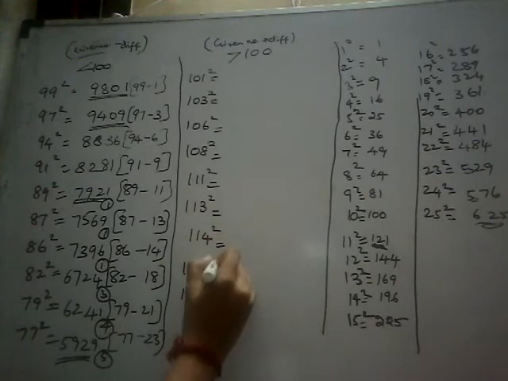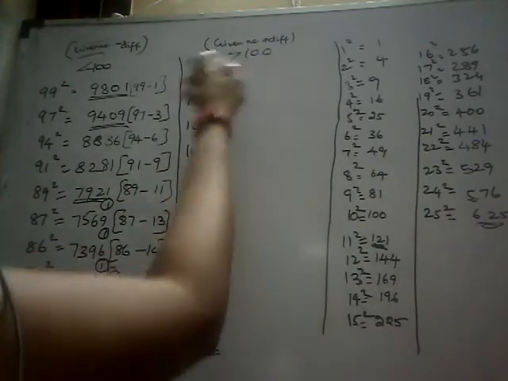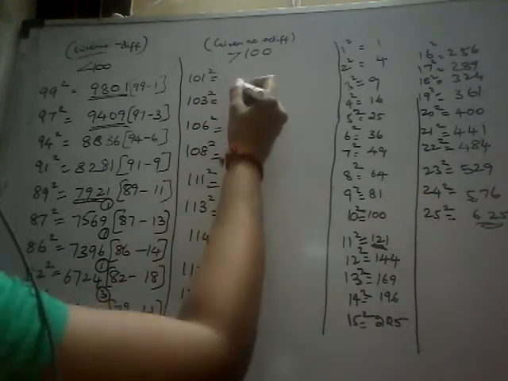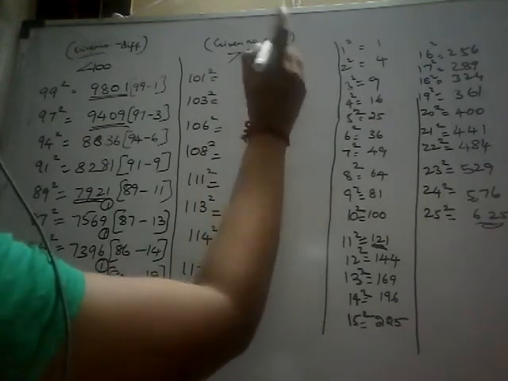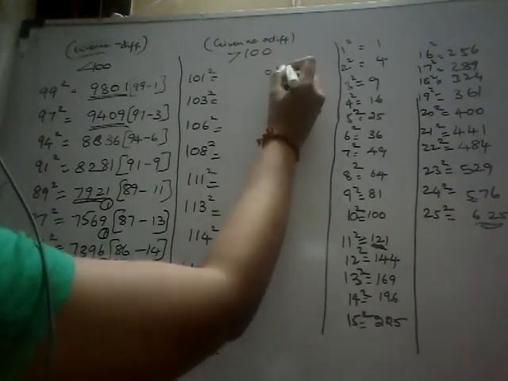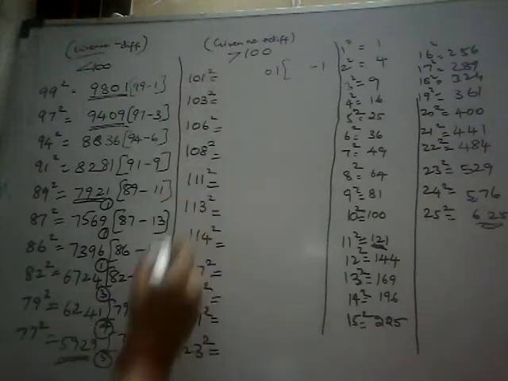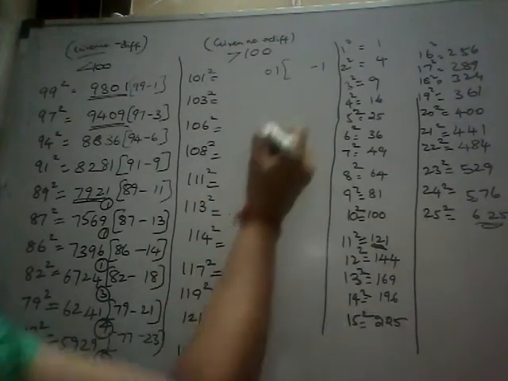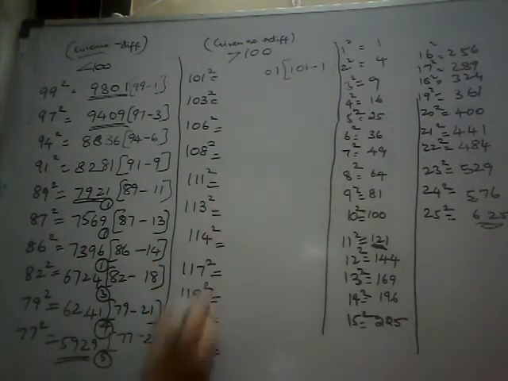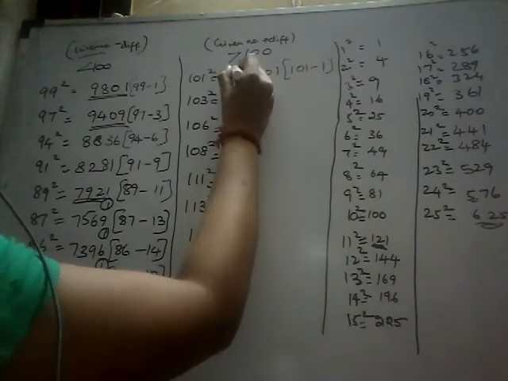Will you try it? The same procedure, but for the difference, instead of subtracting, you are going to add it to the given number. Shall we try it now? Right, 101 square, how much is the difference? The difference is 1. So write the square of the difference. What is the given number here? 101.